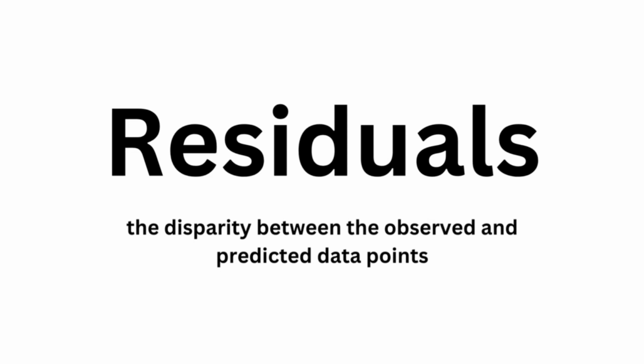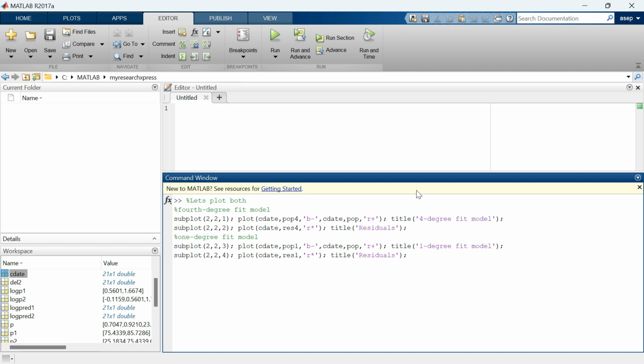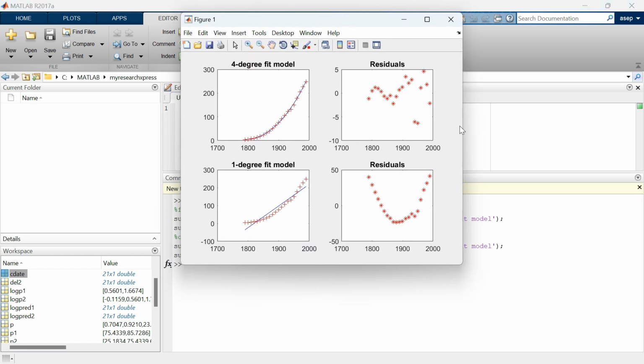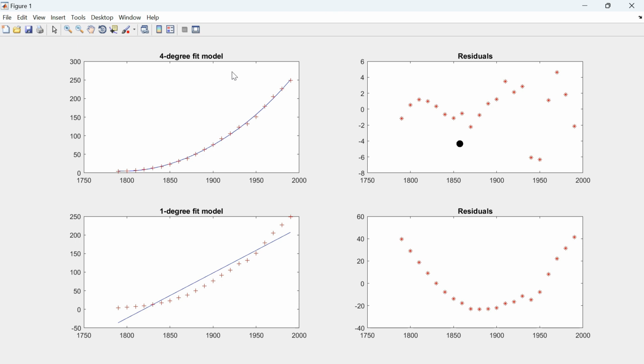To give you a clearer picture, let's apply the fourth-degree polynomial fit model and the one-degree polynomial fit model and see which one is the best for our data above. Let's plot the fourth-degree polynomial fit model and its residual at the top and the one-degree polynomial fit model and its residual at the bottom. As you can see, the fourth-degree polynomial fit model is better than the one-degree polynomial fit model for our census data because it has lower residual values, or is more spread around the value 0.